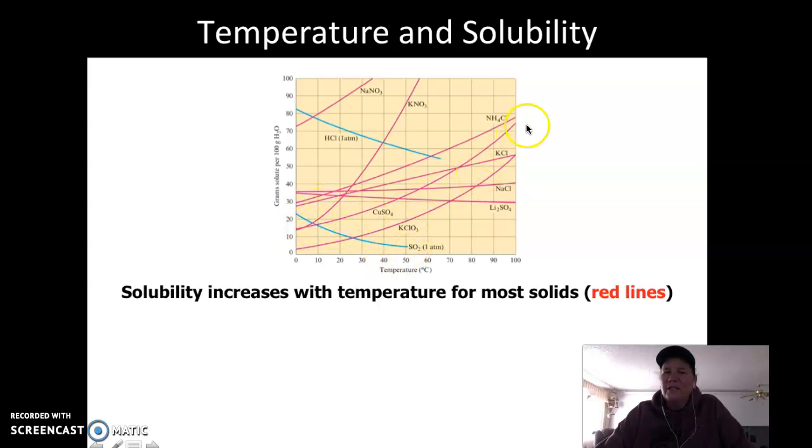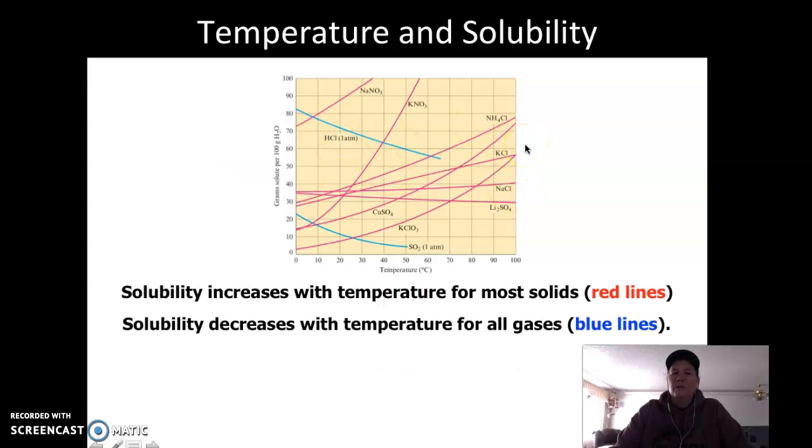But again, these are solubility curves, and it can tell you by looking at this chart. I say, okay, how many grams of ammonium chloride will dissolve when the temperature is 90 degrees? So I go 90 degrees, about 72 grams. So that's what a solubility curve tells you. And this was determined all through experimentation. Okay, so solubility increases with temperature for most solids.